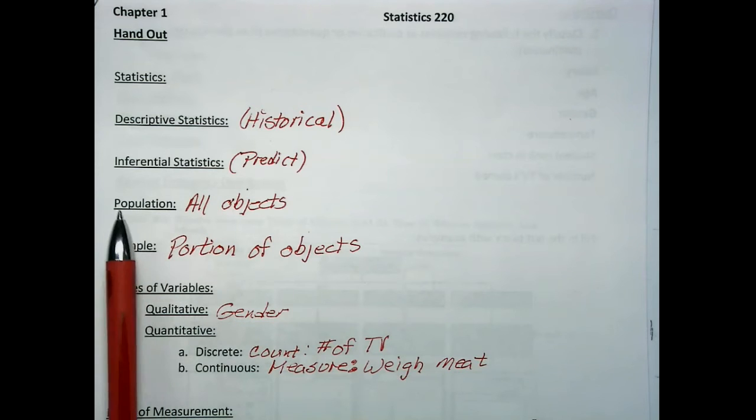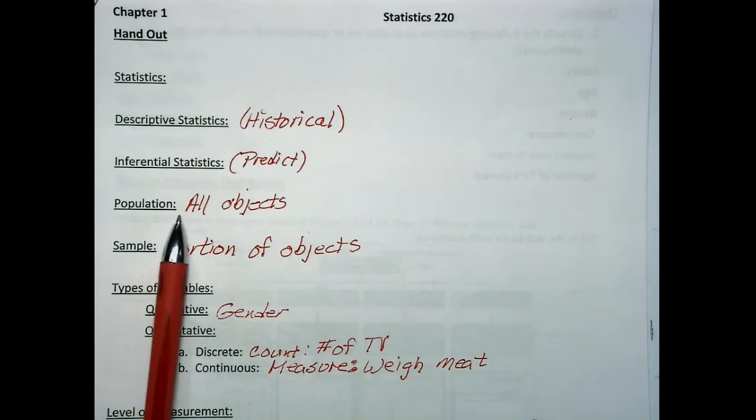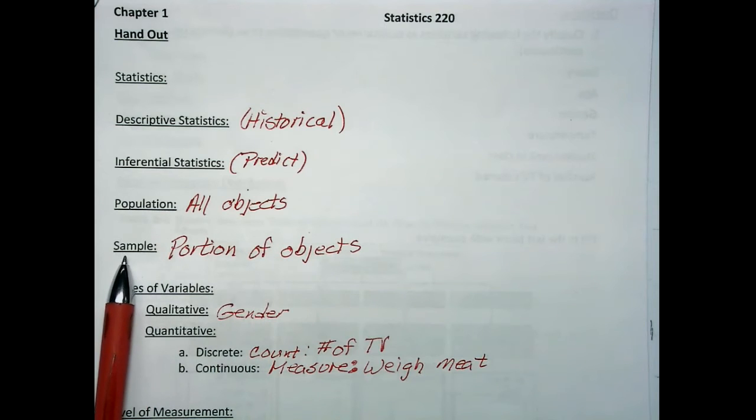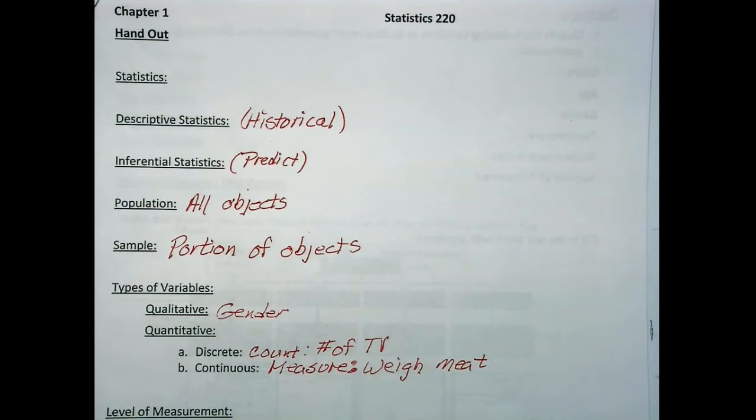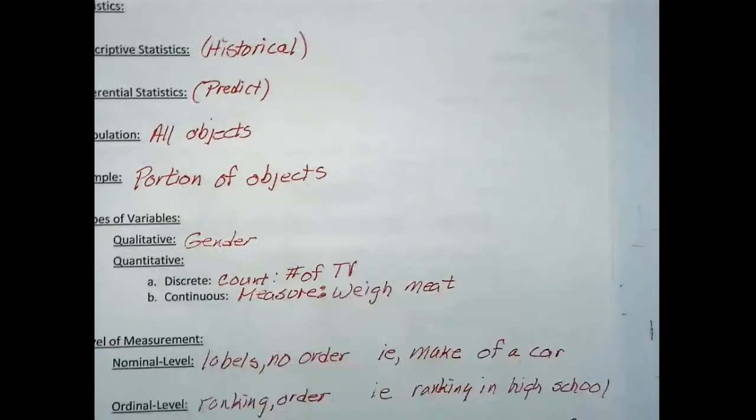2 words that you also have to know the meaning: population, are all objects. Sample is a portion of objects. When I say objects, it could be desks, it could be people, it could be bugs, it could be textbooks. Now, sometimes it's hard to determine whether it is a population or sample. I have 30 students in front of me right now. Are they a population or are they a sample? They are both. They are the population of my statistics class, but they're a sample of maybe all of students here at Hudson Valley.